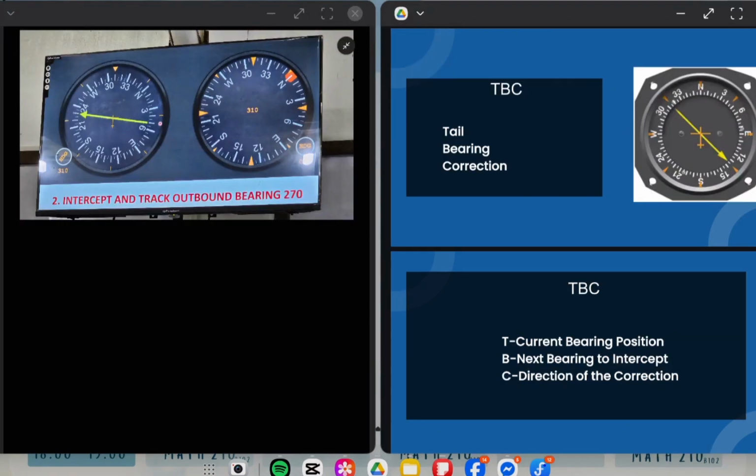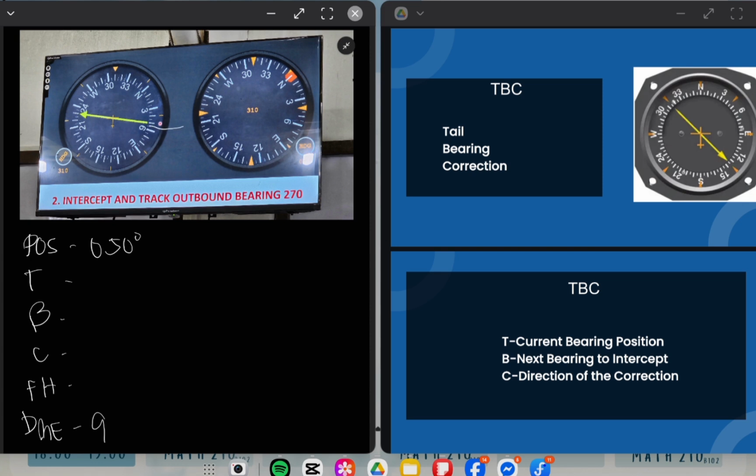Okay, if that was too fast, we can go ahead and proceed to another example. Intercept and track outbound bearing 270. Let's start again with position. Take a look at the tail. That's 050 degrees. Now your TBC, of course, and then your final heading, and then your DME. Let's say your DME is 9.